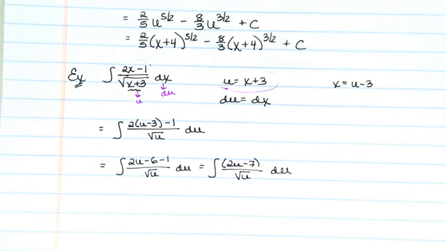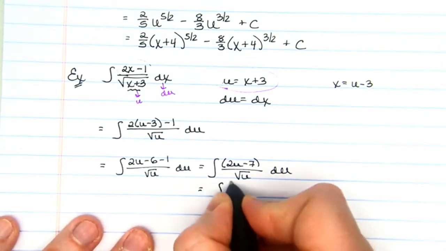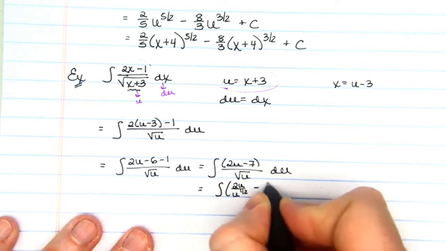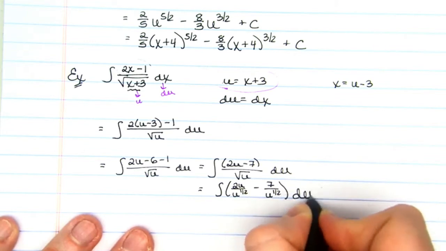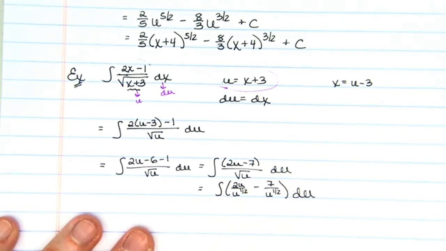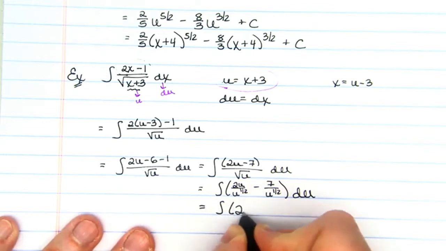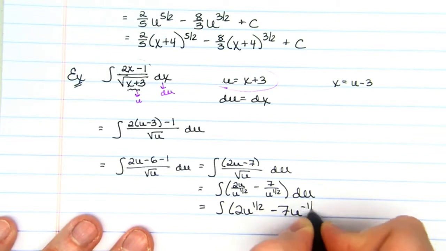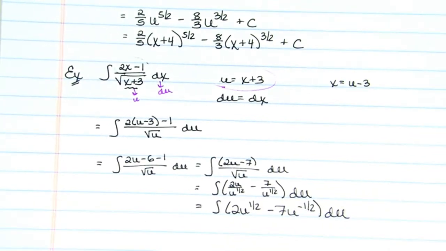What you can do to clean this up is you can separate your fraction. I'm going to make this the integral of 2u over u to the 1/2 minus 7 over u to the 1/2 du. By laws of exponents, this becomes the integral of 2u to the 1/2 minus 7u to the negative 1/2 du. Please finish.